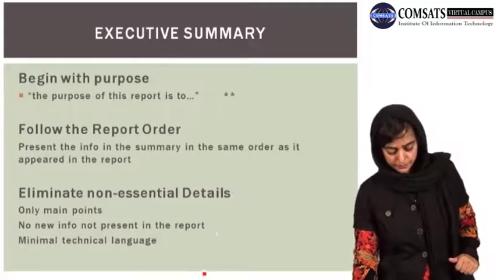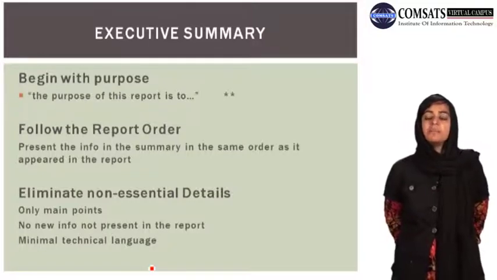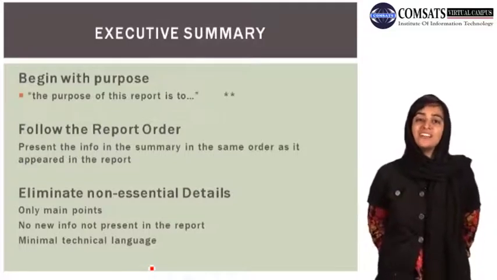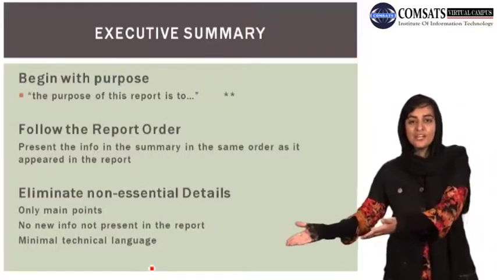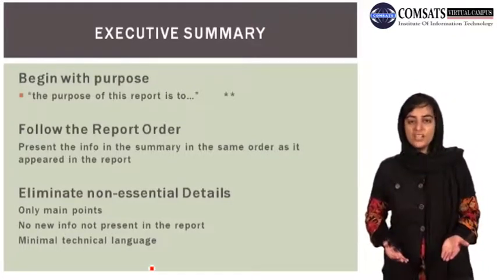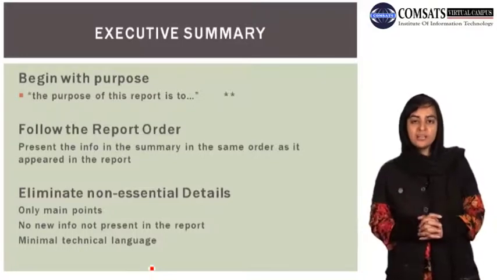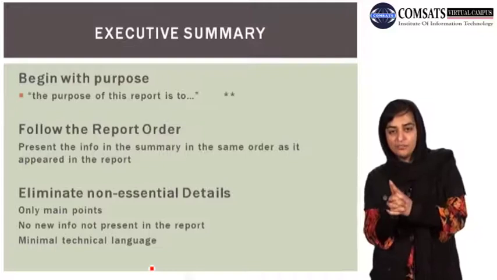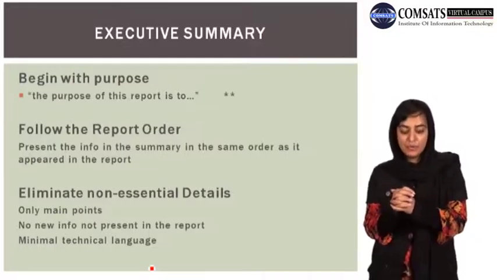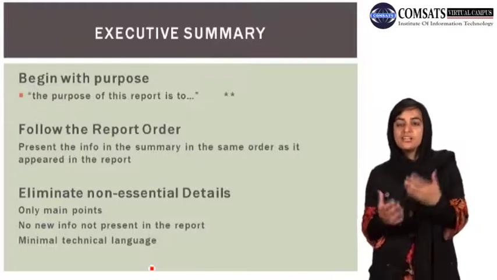Then, dear students, there is something which is not essential for the executive summary. In an executive summary, you should be skipping the non-essential details. What is a non-essential detail? One thing which is non-essential is introducing something entirely new in your executive summary which was never mentioned in the report. This is not recommended. Do not write anything new that is not present in the main report, and only pick up the main points from the report. And remember one thing, in the executive summary you should be using minimal technical language. Make it easier for your reader to read.